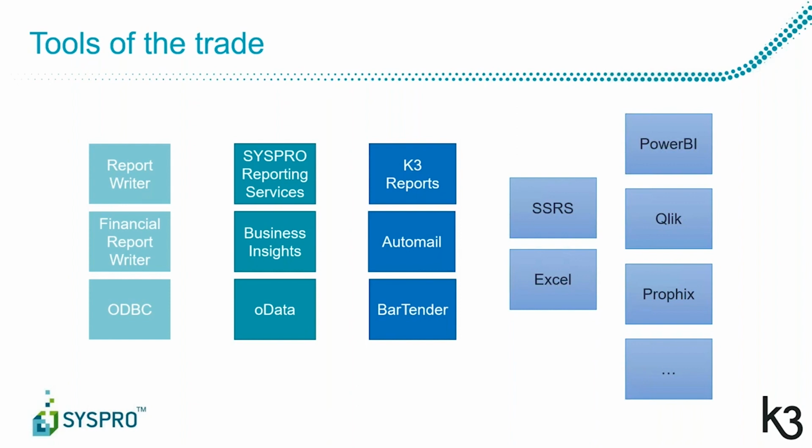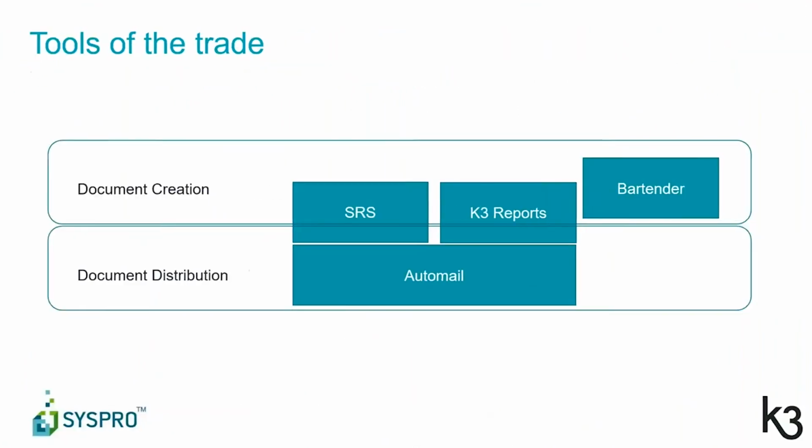Today, Nick and I are going to focus on 3 specific areas. We want to talk a little bit more about SYSPRO reporting services, K3 reports, AutoMail, and Bartender. Really just going to hone in on these 3 and talk about the compare and contrast. We have had sessions that have focused on a few of the other areas, including business insights and some of the reporting and analytics tools in other webinars. So we're not ignoring them. It's just not necessarily the focus for today.